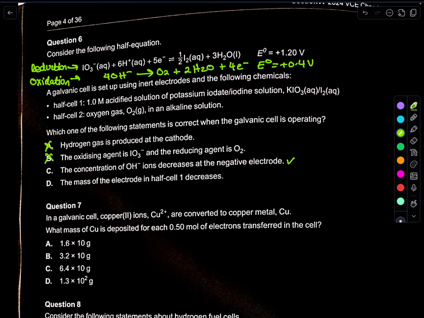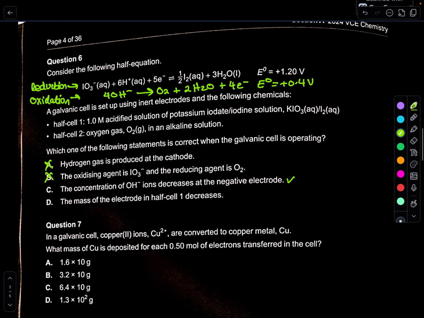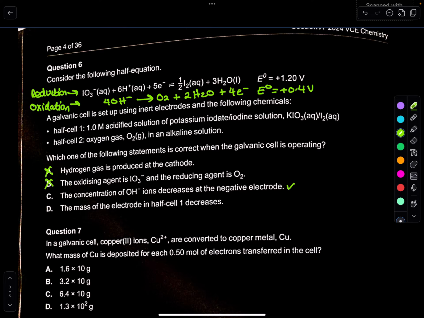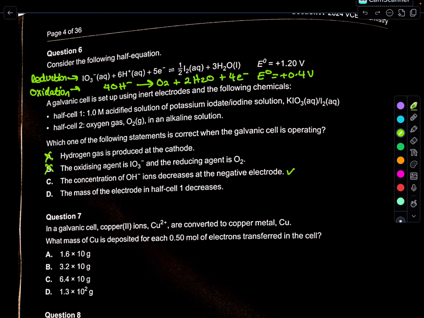The mass of the electrode in half cell 1 decreases. The way that I know which half cell increases or decreases in mass is to know where the electrons are flowing. Let's just draw a really nice picture here. So we have half cell 1 here, half cell 2. Half cell 1 contains the potassium iodide, which is the reduction, hence is positive, and this is our negative. Remember, in a galvanic cell, electrons flow from negative to positive. Hence, because electrons are flowing to 1, this one actually increases in mass.